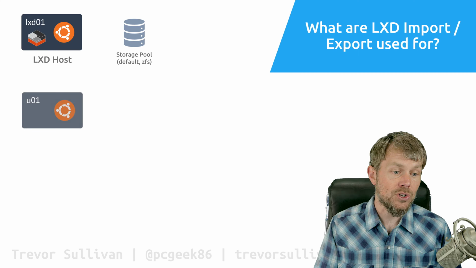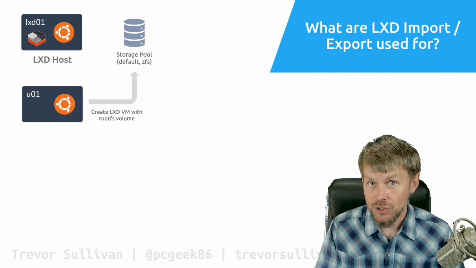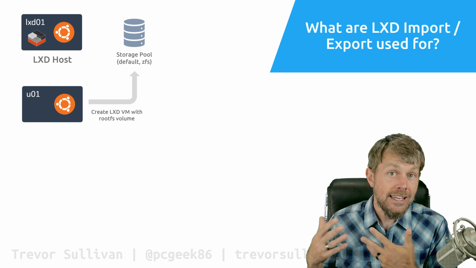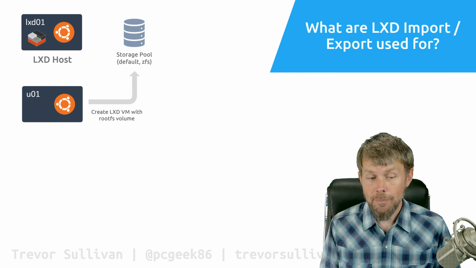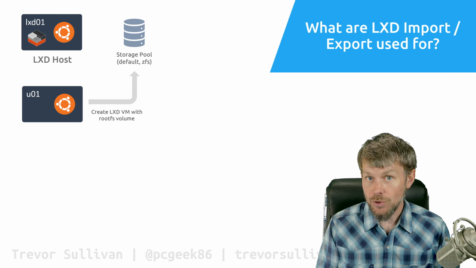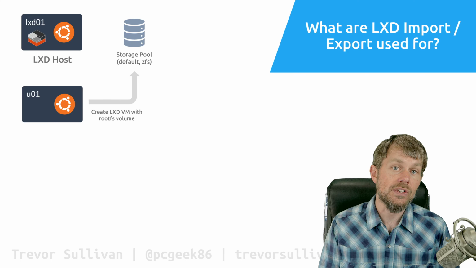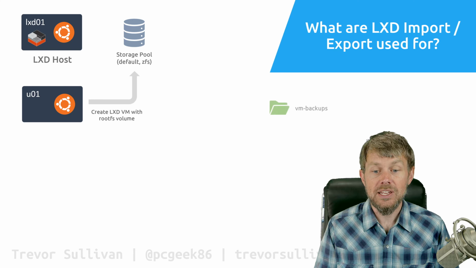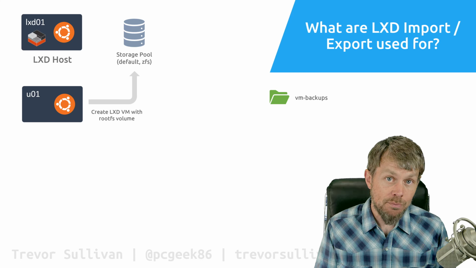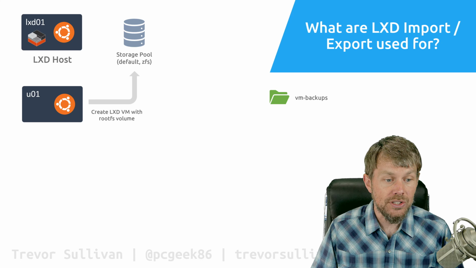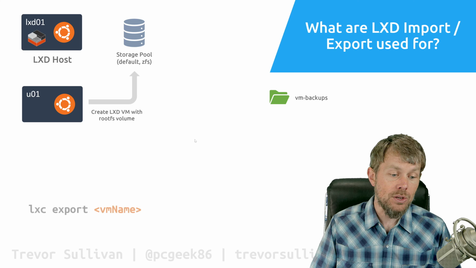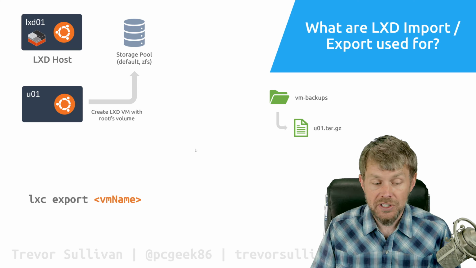But when we create a virtual machine, it's just going to go into that default storage pool. So its root file system volume is going to be created inside of that default storage pool. Now, this is nothing new so far. We've already been through the process of creating virtual machines on LXD hosts. However, the real benefit here is that we can create a backups folder, and we can export our virtual machine, which is called U01 here in this case, to this VM backups folder by using the LXC export command.